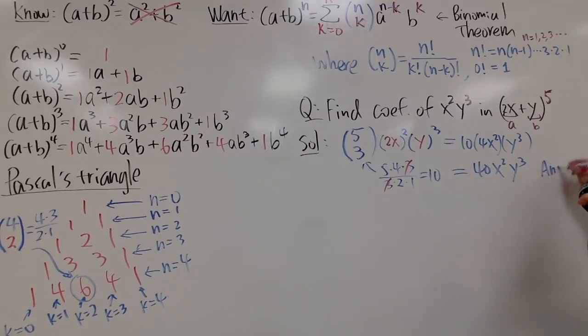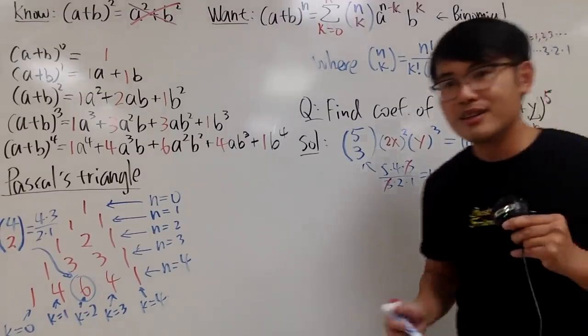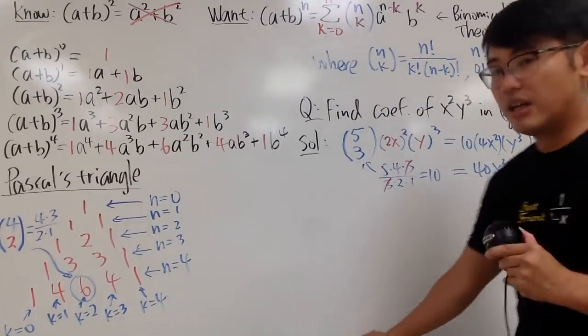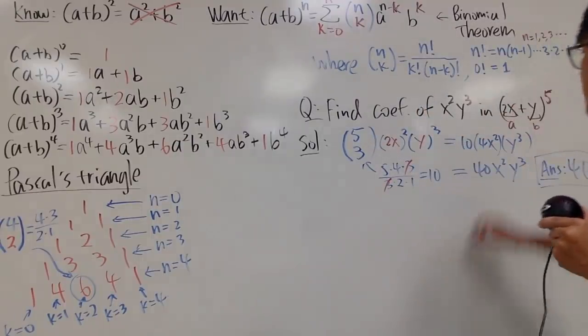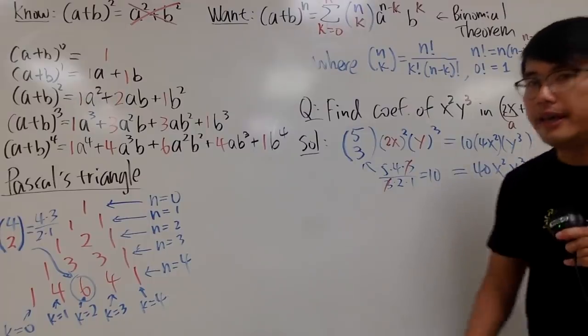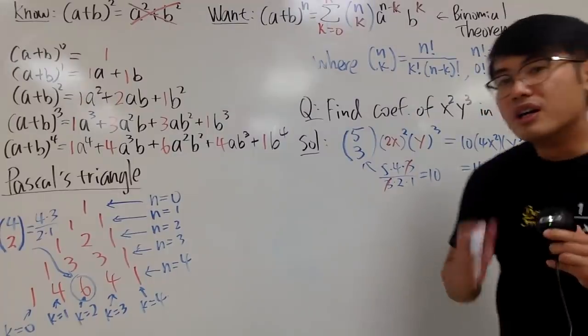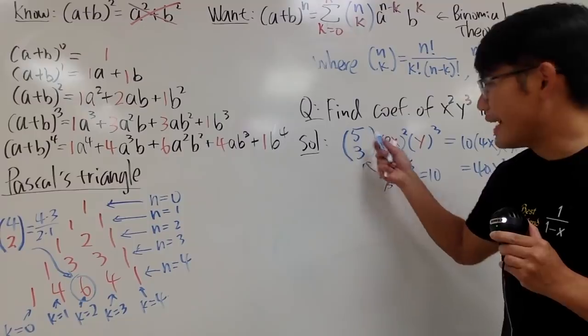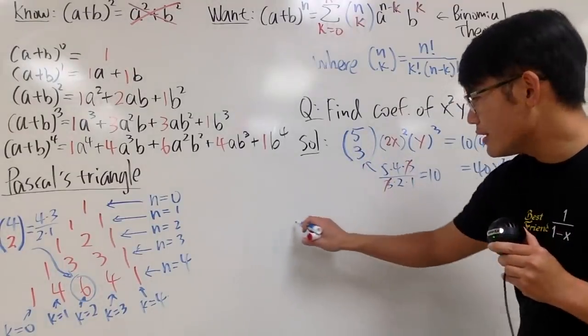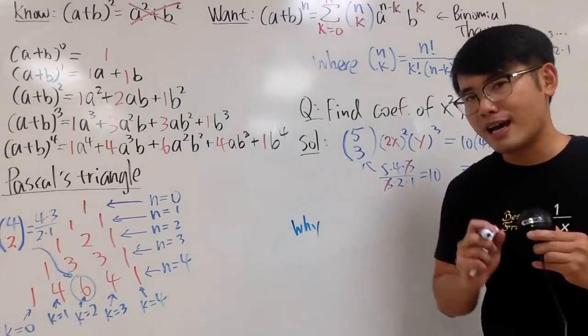Just put down. The answer to this question is 40, because it's right here. And we are done, right? So that's the quick way to figure out the coefficient of some term in a binomial expansion. This is why we need to have the 5 choose 3. And of course, I will write it down right here for you guys.